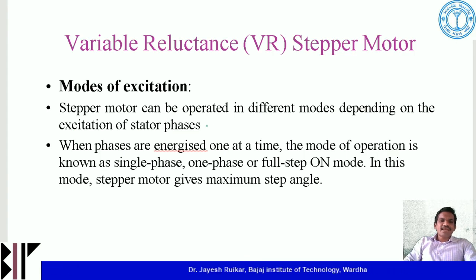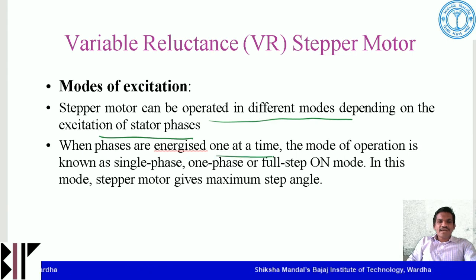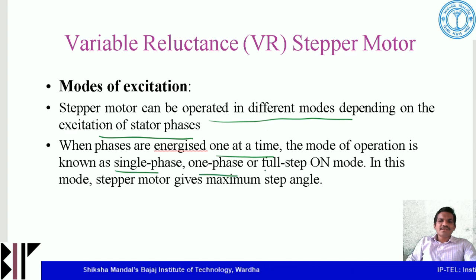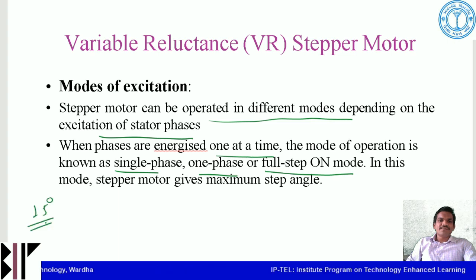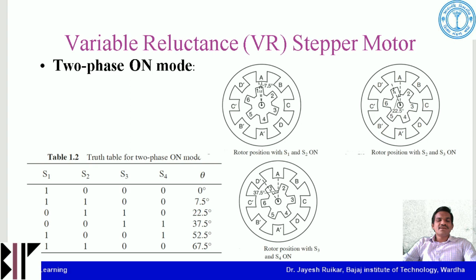A stepper motor can be operated in different modes depending upon the excitation of stator phases. When phases are energized only one at a time, the mode of operation is known as single phase, one phase, or full step mode, in which we got a 15 degree full step. In this mode, your stepper motor gives the maximum step angle, that is 15 degrees. The next excitation mode is the two phase on mode.